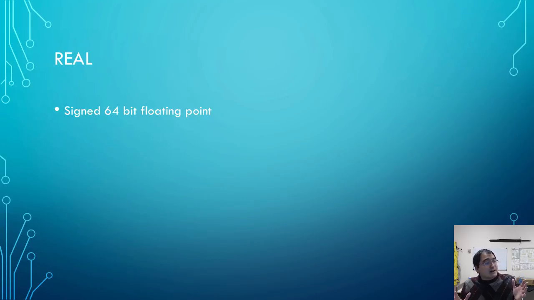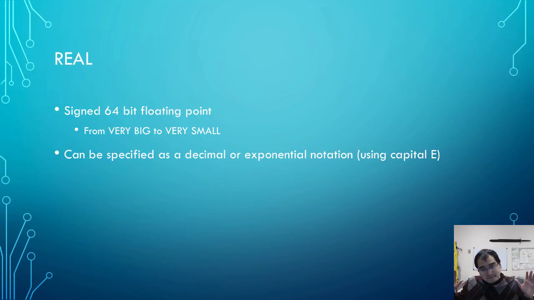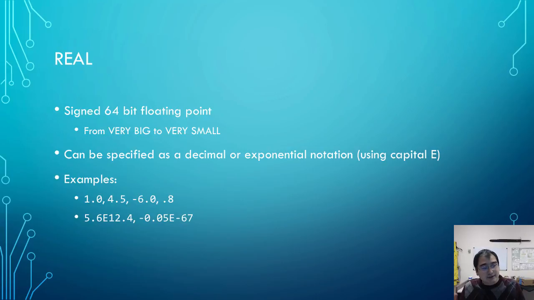Okay. The next type are real values, which are 64-bit floating point values. I'm not going to write out the range of 64-bit floating point values. You can look them up if you want. You can specify them as either decimal like 1.0 or an exponential notation using the capital E. So here are some examples. These are all real values.